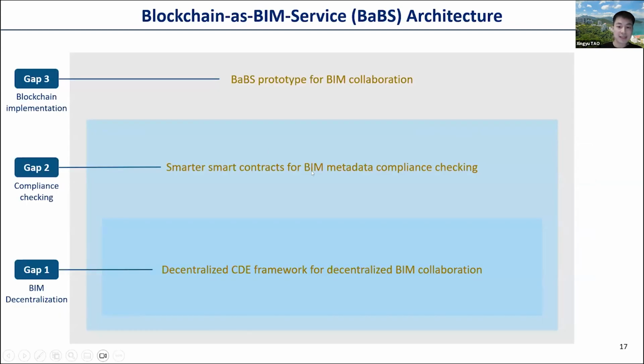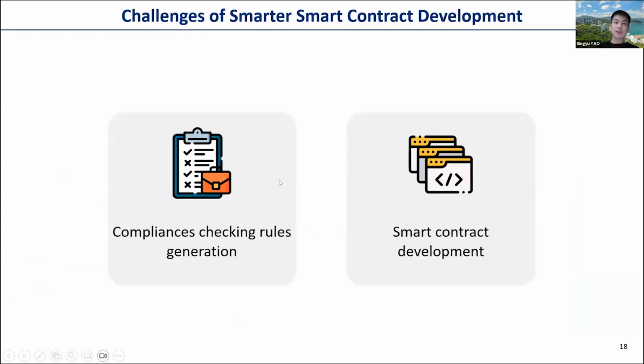So the second element in this BABS architecture is a smarter smart contract algorithm. To develop such a smarter smart contract algorithm, we will solve two technical challenges. First is the complex checking rules. We need to define what rules should be integrated in the blockchain or smart contract to make the smart contract smarter. And after that, with these rules, how to integrate them into an existing smart contract algorithm to make it able to check whether the input data is correct or wrong.